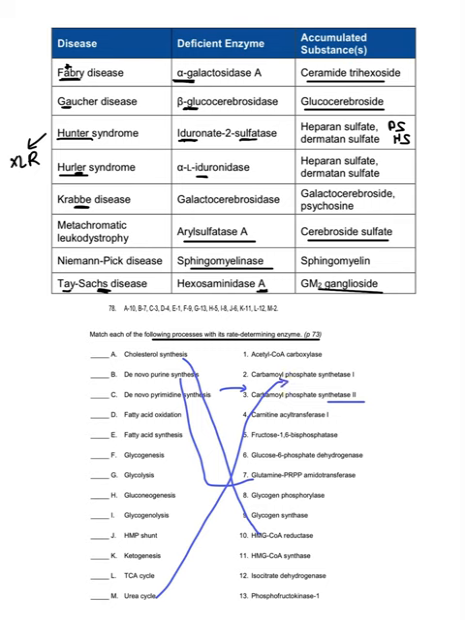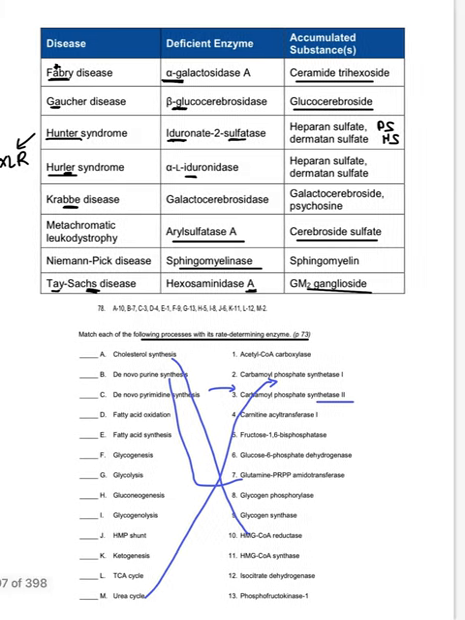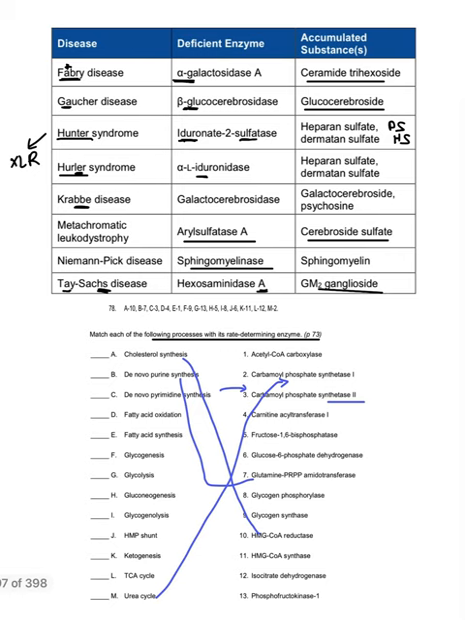Now fatty acid oxidation. Remember what it was? That was carnitine acyltransferase, CAT1. Now fatty acid synthesis, that will be acetyl CoA carboxylase.